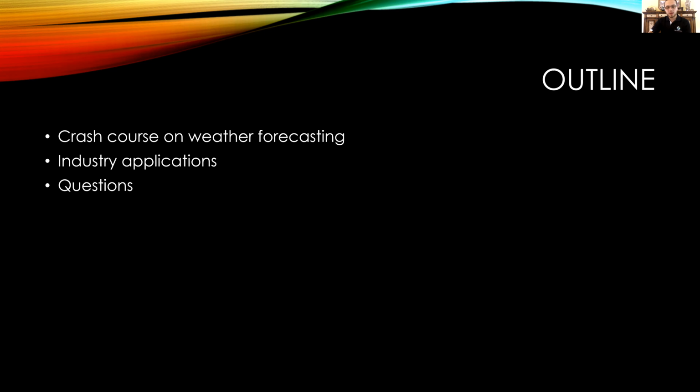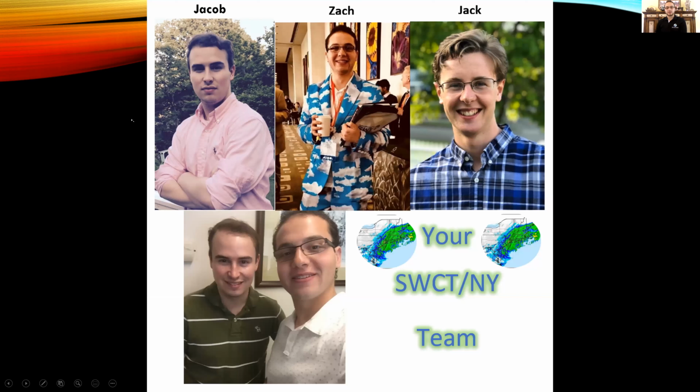Nice crash course. Before I pass it over to Jack, I'll just tell you who we are. So I'm Zach, and that's Jack. My name's Zach Kraus, and I am the Chief Meteorologist and owner of SWCT NY Weather, which is a hyperlocal weather forecasting service. We'll talk a bit more about what we do later, but we're located in the Southern Hudson Valley, and our third team member, Jacob, isn't here today, but Jack is, and we're happy to have him, and I'm going to pass the torch to him now as he takes you through a crash course on weather forecasting.